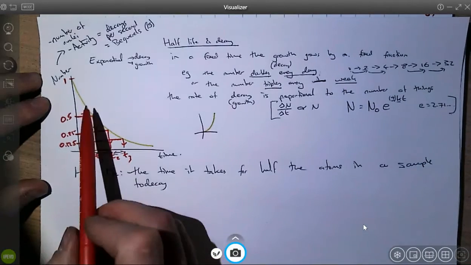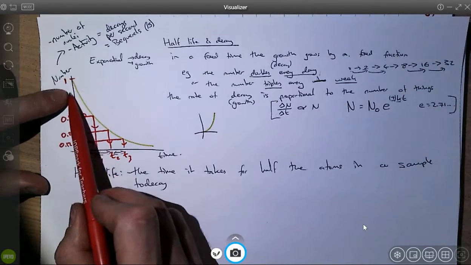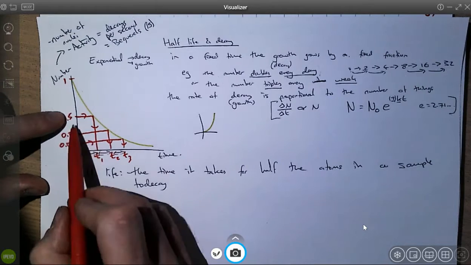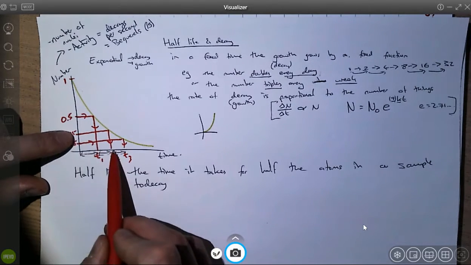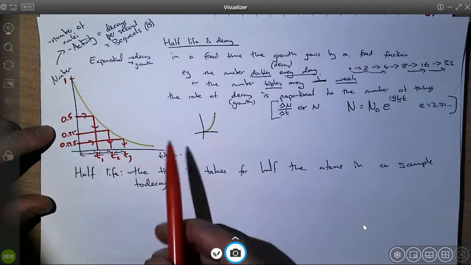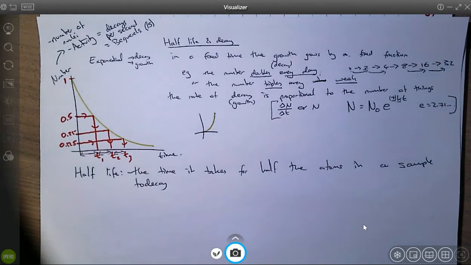So from this graph, we start with the full number, we halve it, we go across. This time here is our half-life. We can do it again, halve it again, go across, go down. This time here is our half-life. If we do it 3 times and take an average, that's even better, and we should, of course, encourage students to do that.